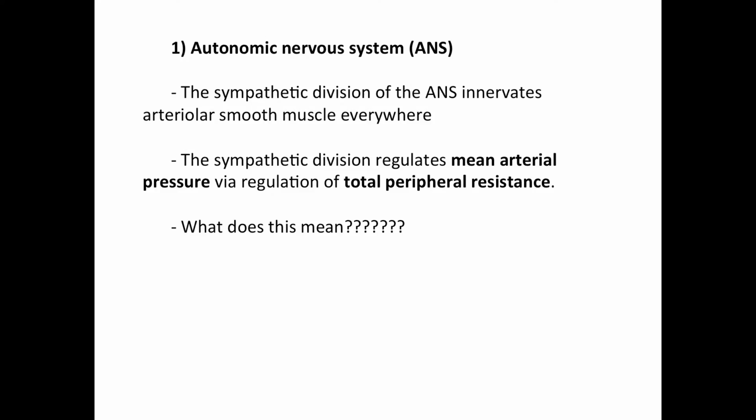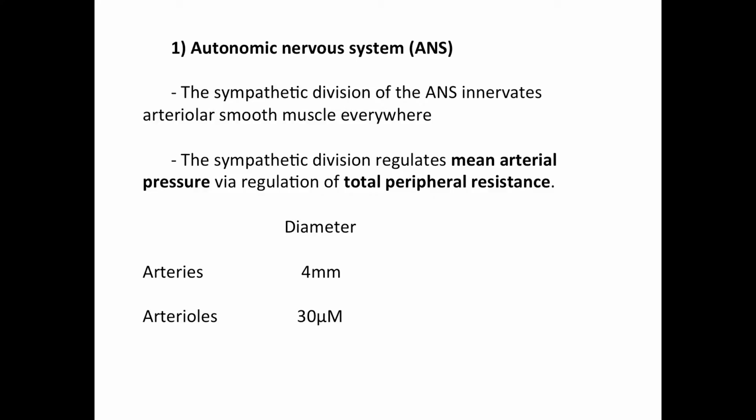In the autonomic nervous system, we're going to specifically talk about the sympathetic division. It innervates arterial smooth muscle everywhere. And we're going to learn that the sympathetic division regulates mean arterial pressure via regulation of total peripheral resistance. So when I say total peripheral resistance, what the heck am I talking about? All right, well, let's take a look at this for a minute.